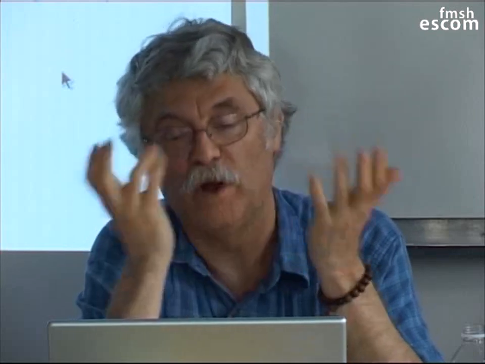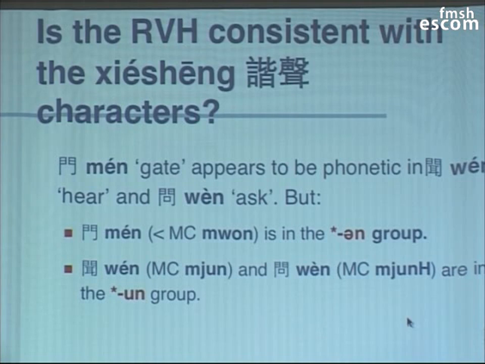One meaning is to hear, and one meaning is to ask. The one, as you will guess, has an S suffix, which somehow changes the properties of it. So to ask is to cause to hear or something like that. But the problem is that mun and wen are both in the one rhyme group, so from the traditional standpoint, there's no problem.